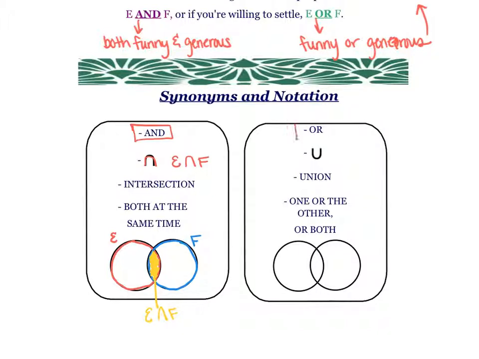Now with an or statement, I'm going to use this U. It's called a union, and I would write E and then this symbol F for E or F. It's a union, and it's one, the other, but maybe both. So same circles as in the past. Let's let this first one be all the people who are funny. Let the second one be all the people who are generous. And when I do my search and I pull all the people who consider themselves to be funny or generous, it's going to pull all of these people here.